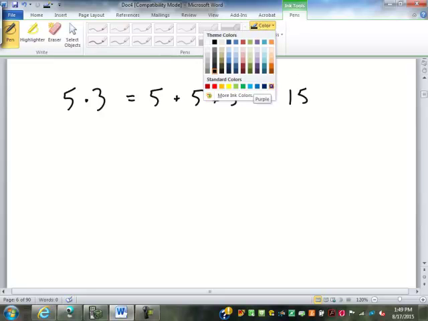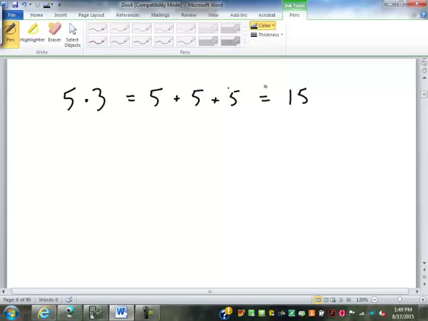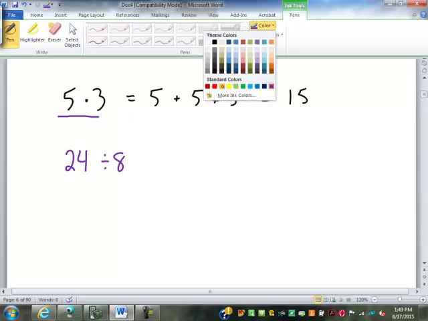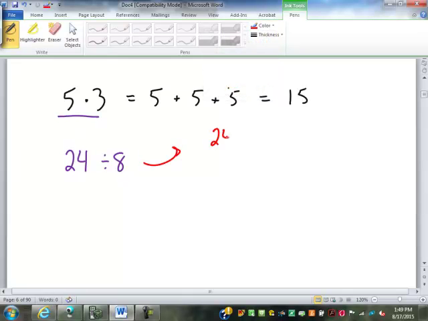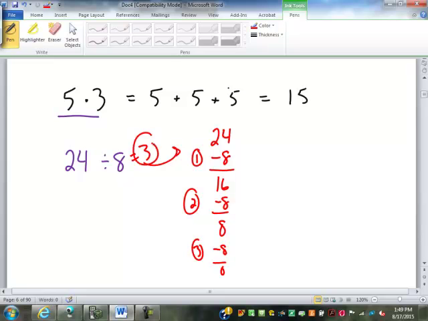Now I've said a couple of times that division is just multiplication done in reverse, and that they follow the same rules. So if multiplication is repeated addition, division is repeated subtraction. 24 divided by 8 is asking us, if I take 24, how many times can I subtract 8 from it? So 24 minus 8 is 16, that's once. 16 minus 8 is 8, that's twice. 8 minus 8 is 0, that is 3 times. 24 divided by 8 is 3 because I can subtract 8 from 24 3 times.